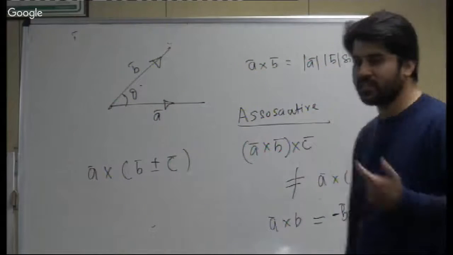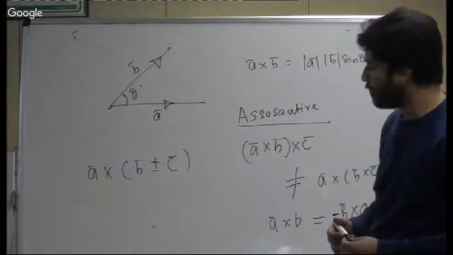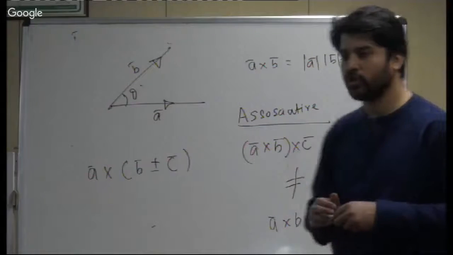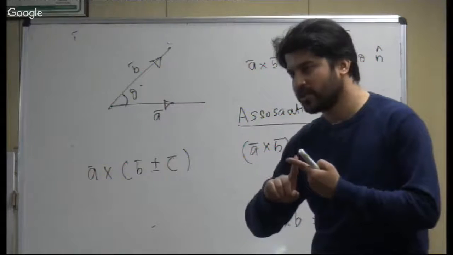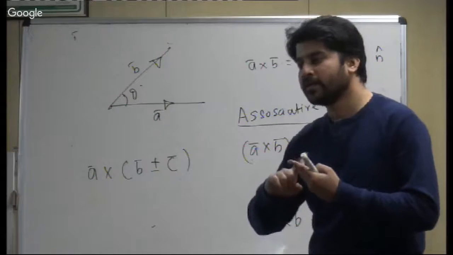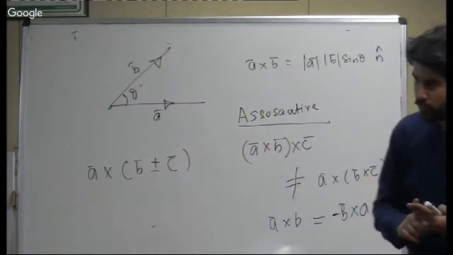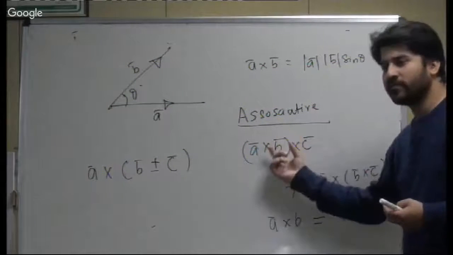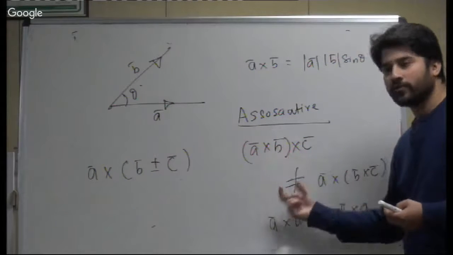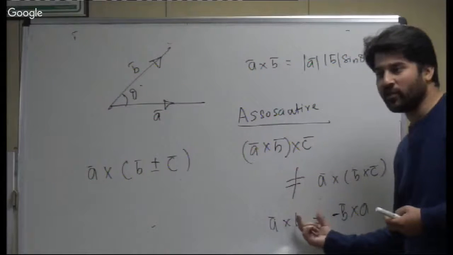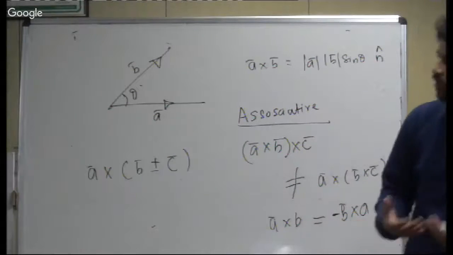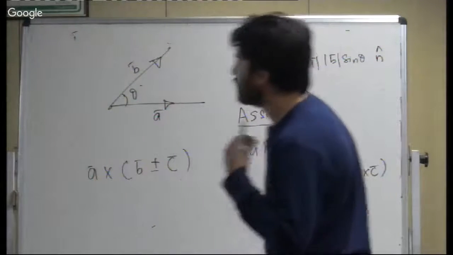So out of these three laws, which law holds true for cross? The distributive. And for dot, associative was not holding true, but commutative and distributive were holding true. For cross, associative in general doesn't hold true, we'll see when it does. Commutative holds with a minus sign, and distributive holds truly. Right? Can we go to the next slide?